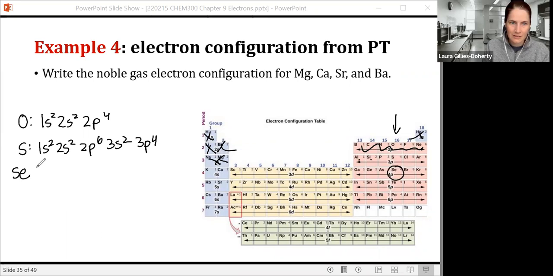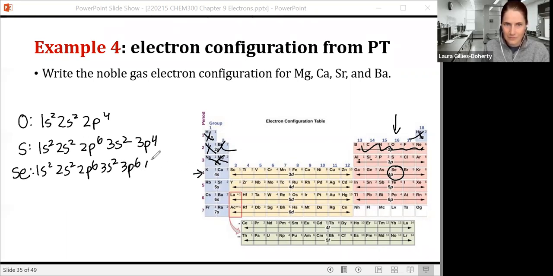If we do the same thing for selenium, going one more down, right here. 1s2, 2s2, 2p6, 3s2, 3p6, and now we're down here, 4s2, 3d10, filled up all the way to here, filled up all of these, and now we're in the 4p, and it's going to be 4p4.